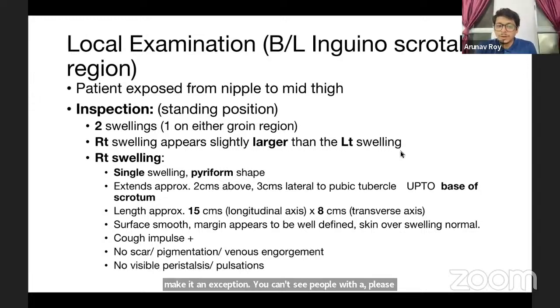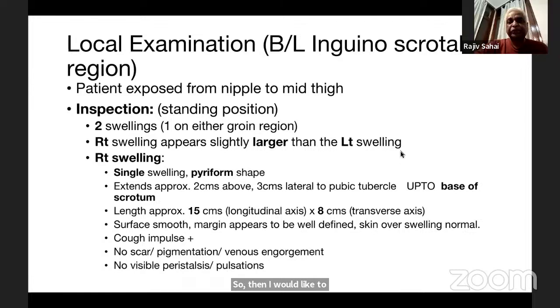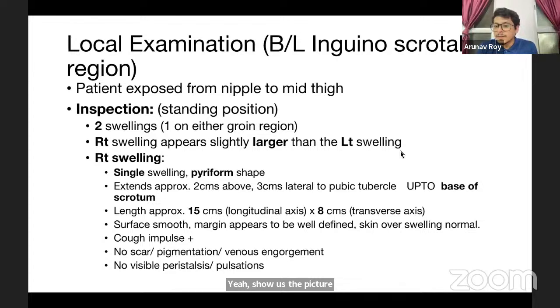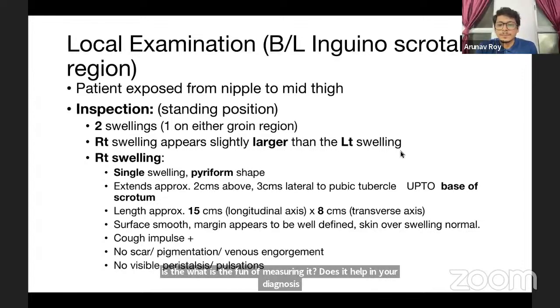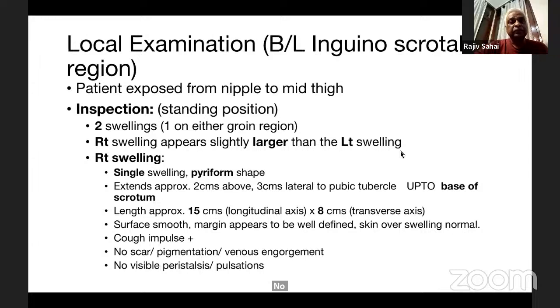Sir, then I would like to measure from the pubic symphysis, sir. What is the fun of measuring it? Does it help in your diagnosis? No, sir. Does it give you any clue on your surgery? No, sir. Then what's the fun of it? No one does it.